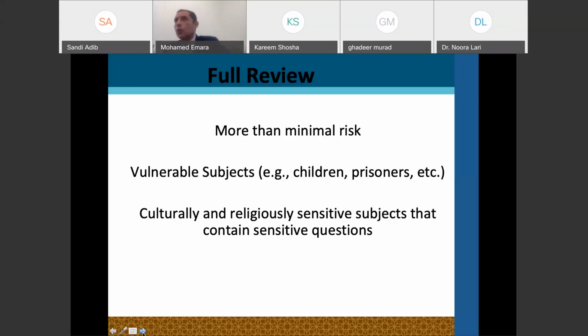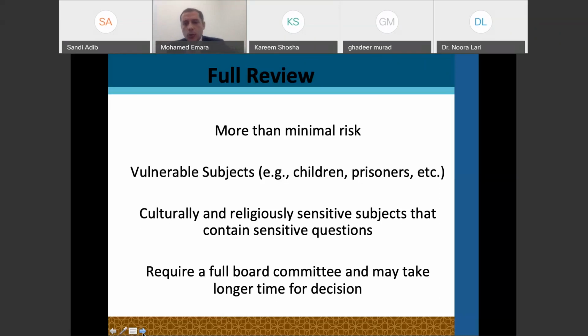We need to help each other with how we do it, and all of it depends on the study. Again, you cannot really touch culturally sensitive issues here without thinking about the psychological impact on the human subjects and how your questions affect them. Please bear that in mind. This will require a full board committee and may take a longer time for a decision.